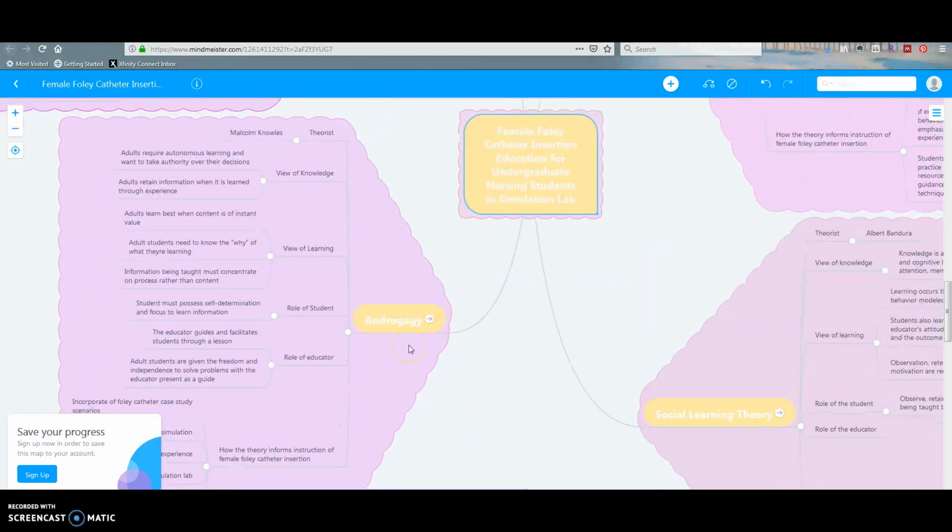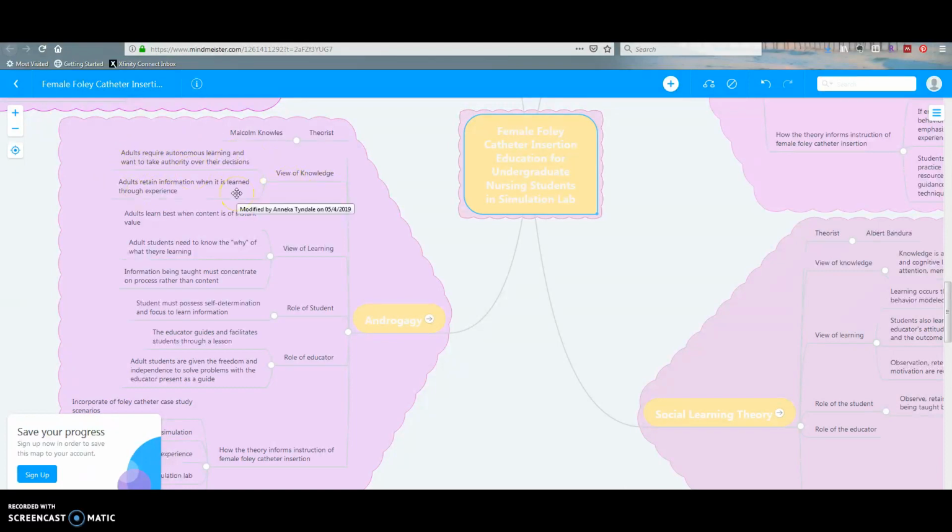Okay, so andragogy is an adult learning theory, and that is Knowles, right? So the adult learning theory would be out here as the broader theory, and then andragogy is one of those theories, and then Malcolm Knowles is the theorist that we align with andragogy. And adults want to be autonomous, right?